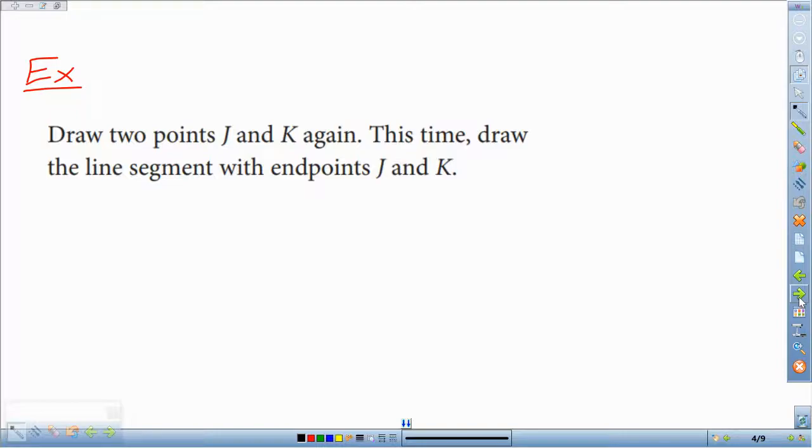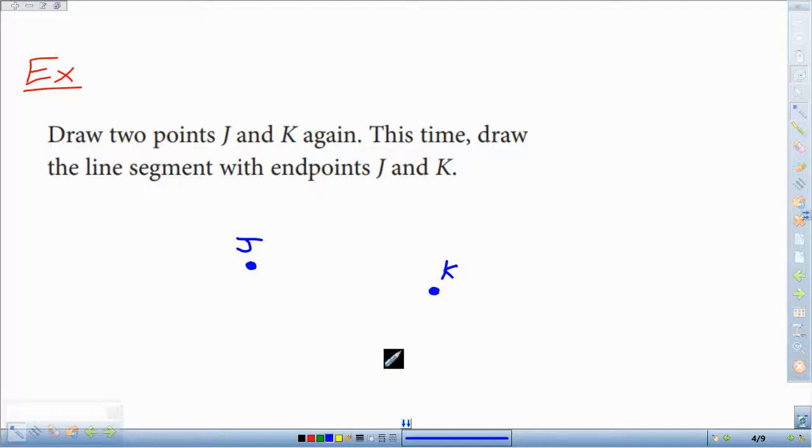Okay, so it's asking us to draw 2 points JK again. This time, draw the line segment with endpoints JK. All right, so let's go ahead and draw our 2 points one more time. So there's point J, there's point K. All right, this time draw the line segment with endpoints JK.